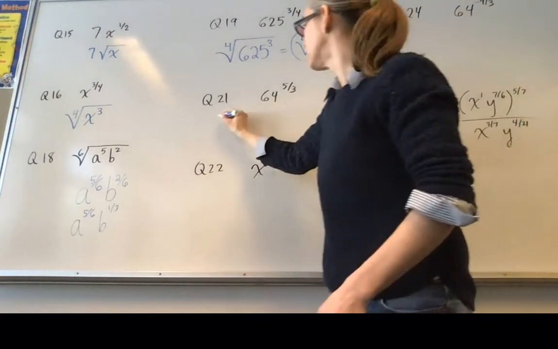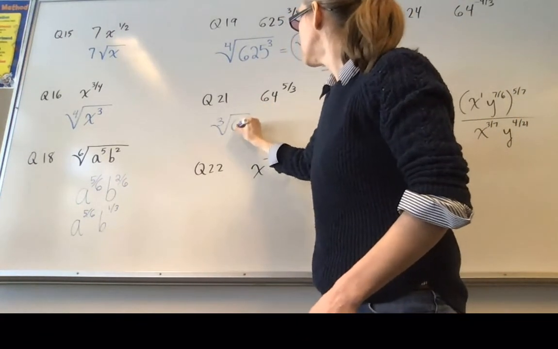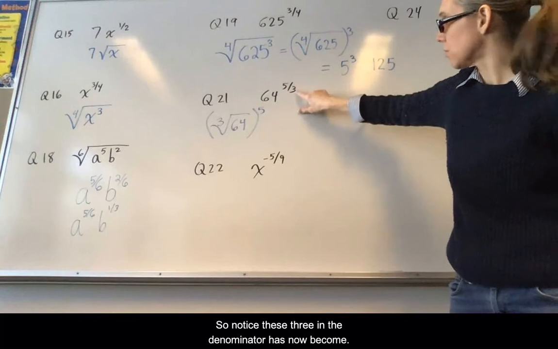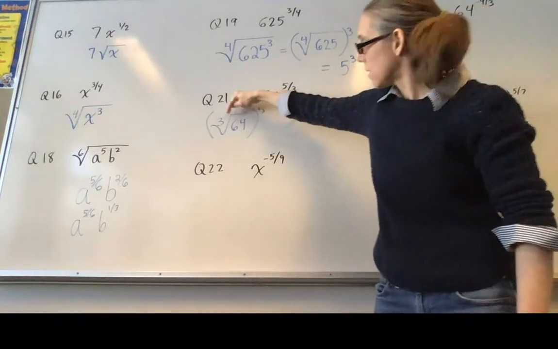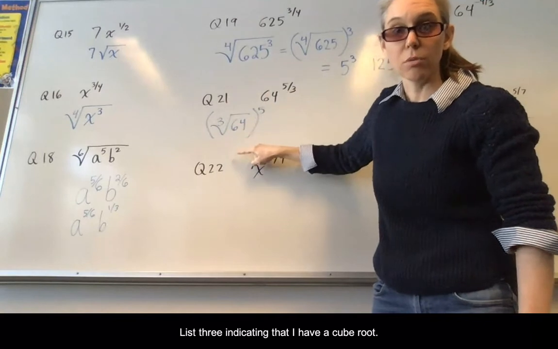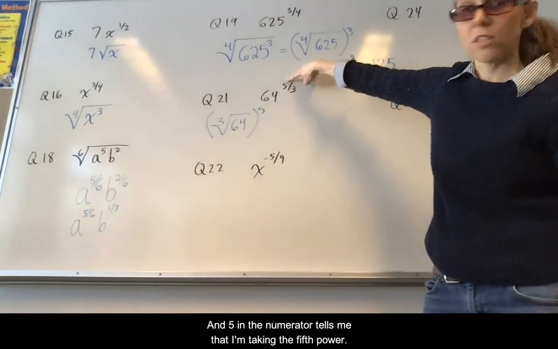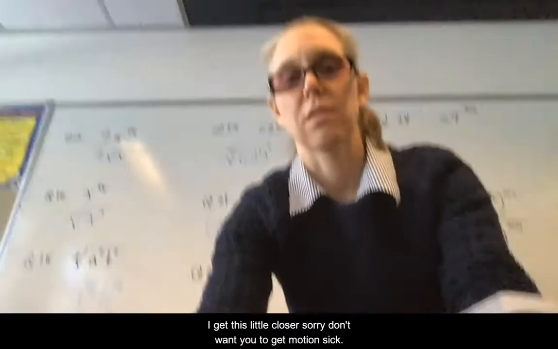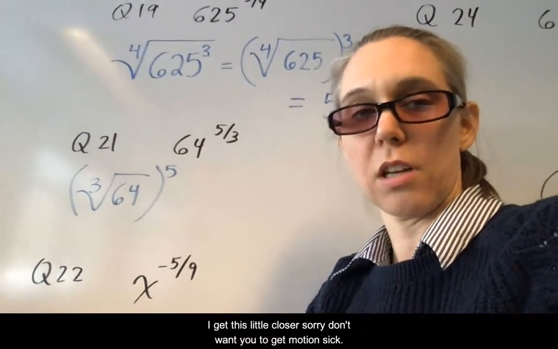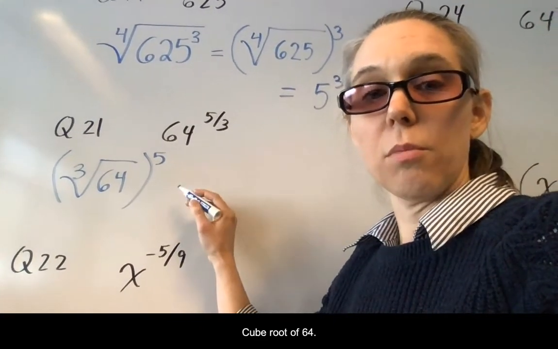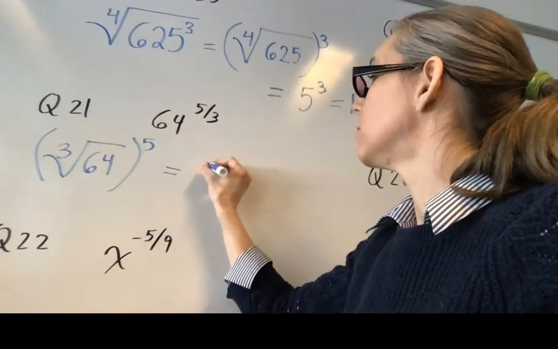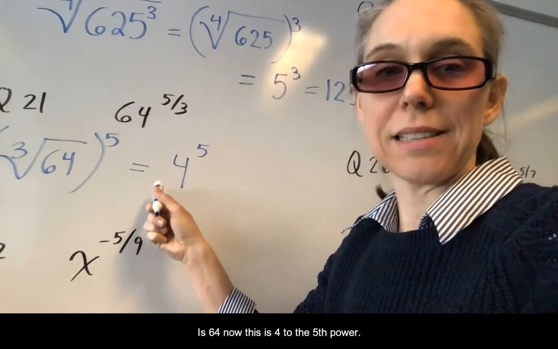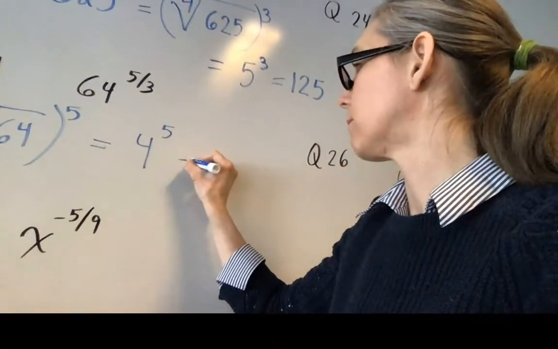First, rewrite this. So notice, the 3 in the denominator has now become this 3, indicating that I have a cube root. And the 5 in the numerator tells me that I'm taking the 5th power. So, let me get this a little closer. Sorry, don't want you to get motion sick. The cube root of 64 is 4. 4 times 4 times 4 is 64. Now this is 4 to the 5th power.